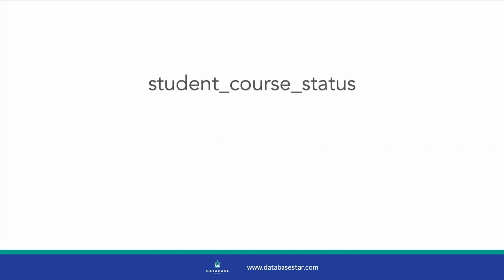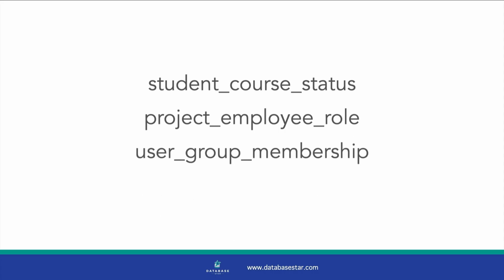Here are some good use cases for a join table with three foreign keys. You could have a student course status to track enrollment status, like in our example. Another example is project employee role, to track a person's role on a project. You can have user group membership to record active, suspended, or expired memberships. Or one called product category tag with a tag type ID to describe what kind of tag it is.